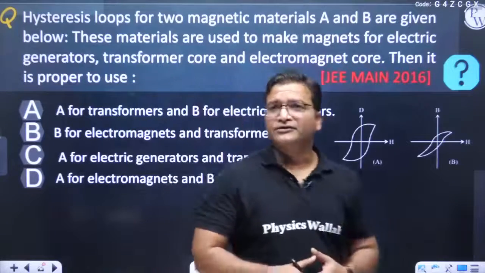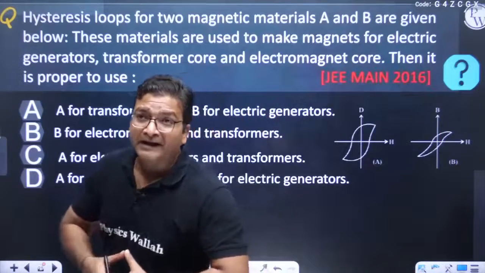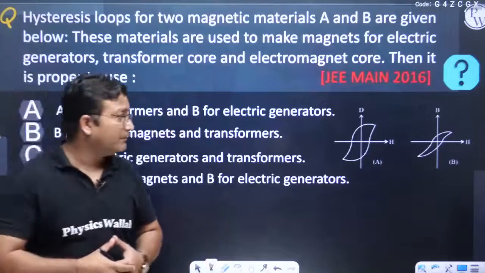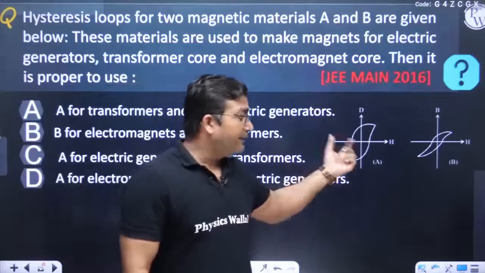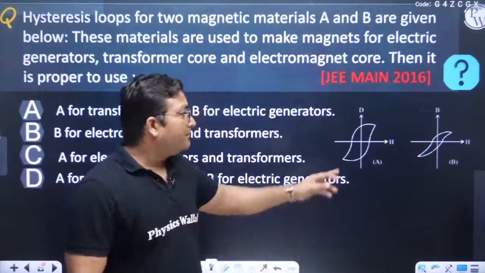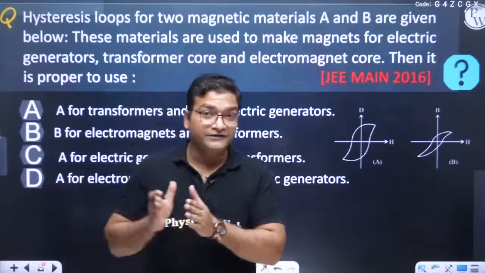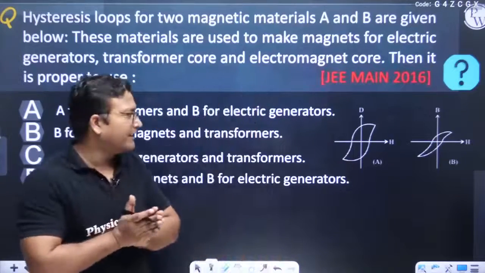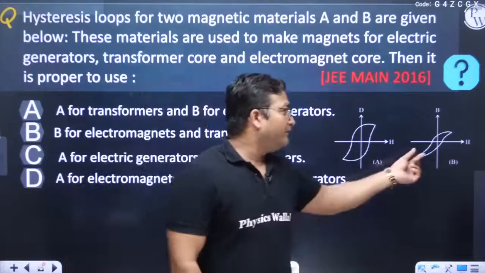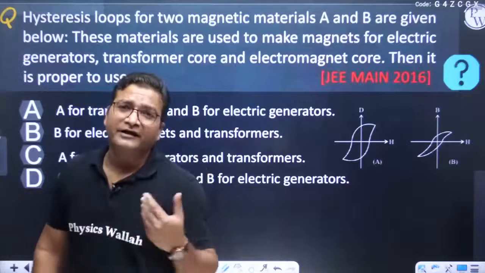Again, we have a similar question. It says hysteresis loops for two magnetic materials A and B are given below. Can you see one has a bigger area and one has a smaller area? So the bigger area is used for making permanent magnets. I think you have studied this a few minutes back. I told you this. And the loops with the smaller area are used for making transformer, electromagnet and generator cores, etc.